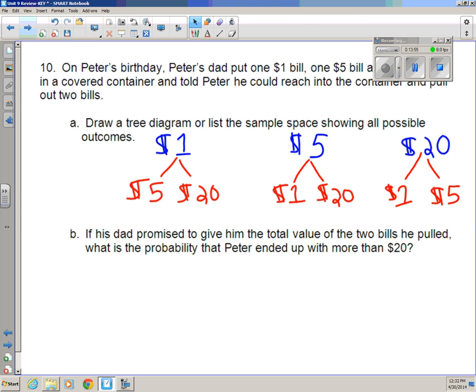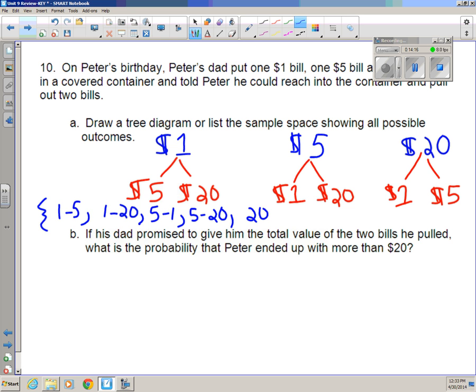So if you look at all the different possible combinations in the sample space, I'm not going to do all of it, but the sample space would be something like this. He could pick a 1-5 or a 1-20 or a 5-1 and a 5-20 or a 20-1. I guess I am doing all of it, or a 20-5. So those are 6 possible outcomes.